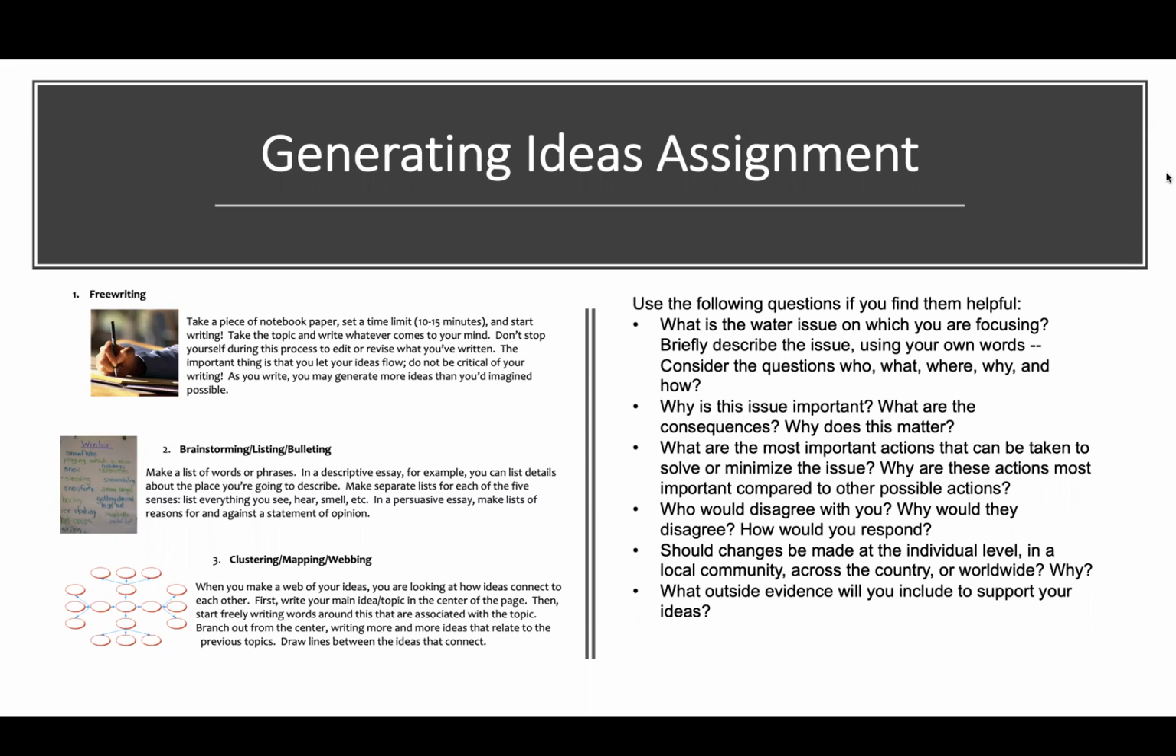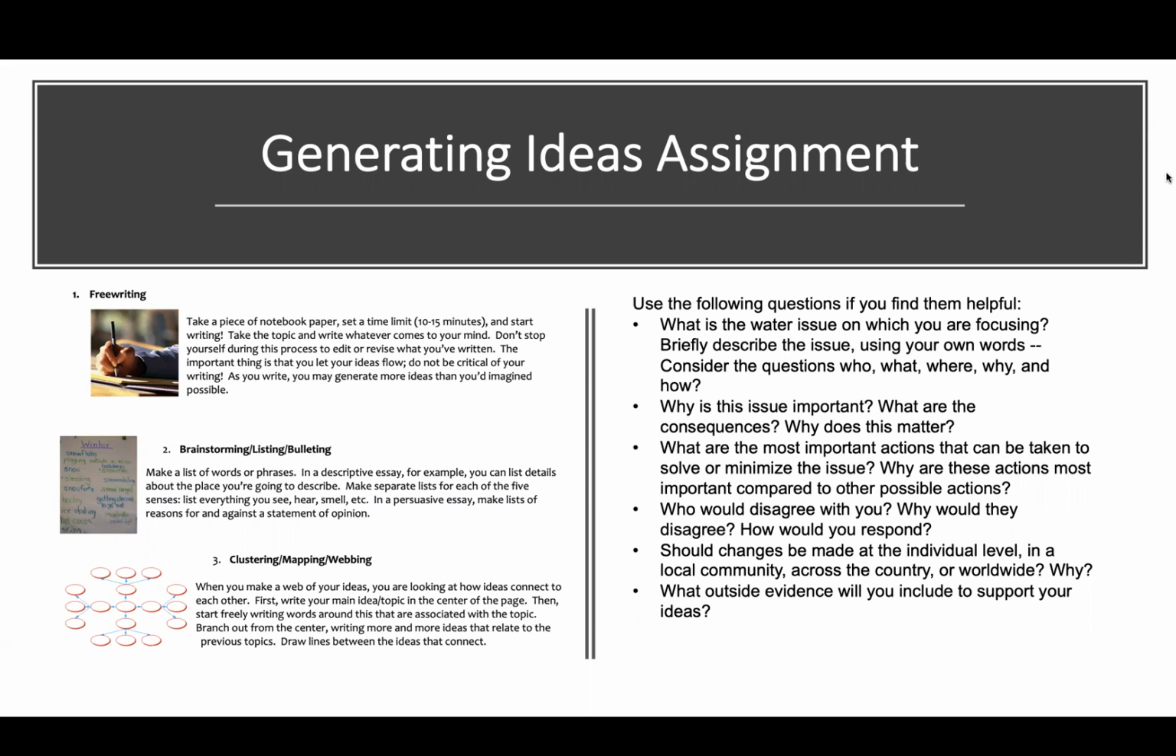There are also some questions to use if you find them helpful, such as what is the water issue on which you're focusing? You could describe who, what, when, where, why, and how for this issue. Like who is involved, where is it taking place, what has happened, why does it matter, how can people be involved to help. You could address why the issue is important and what the consequences are or why it matters.